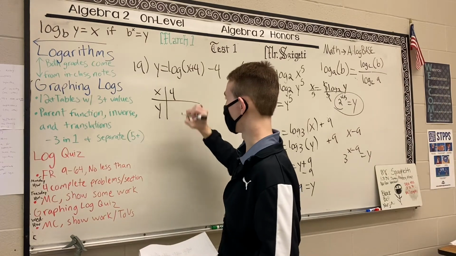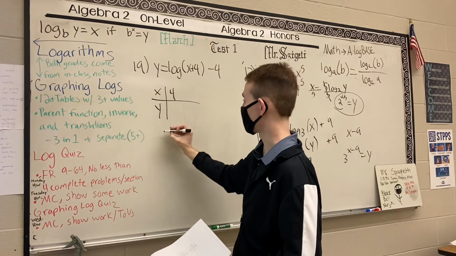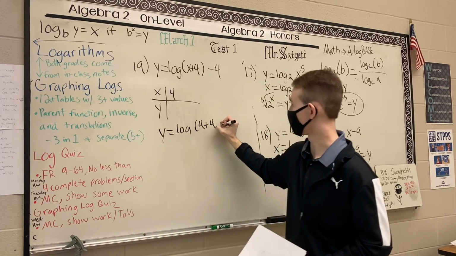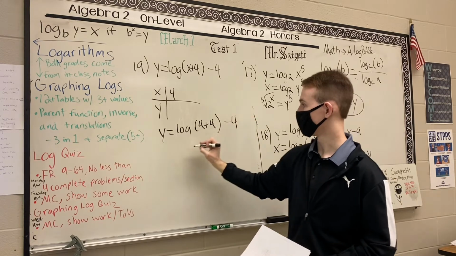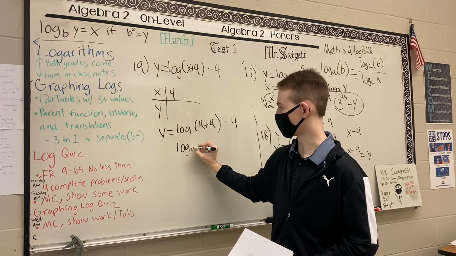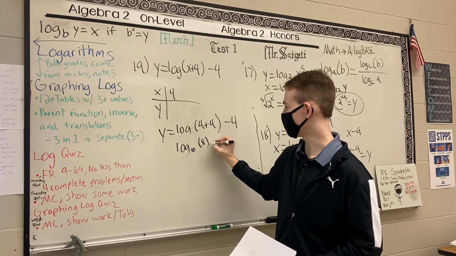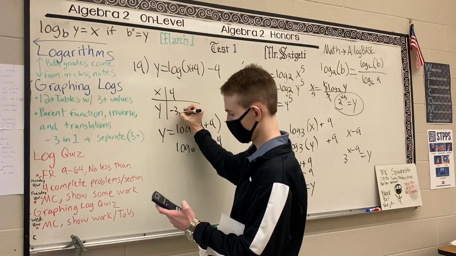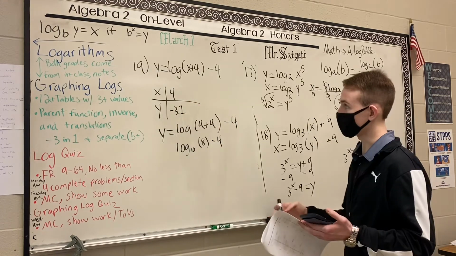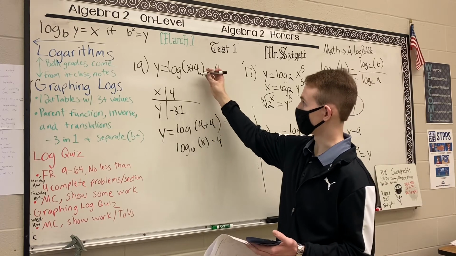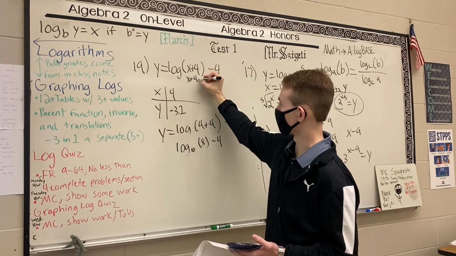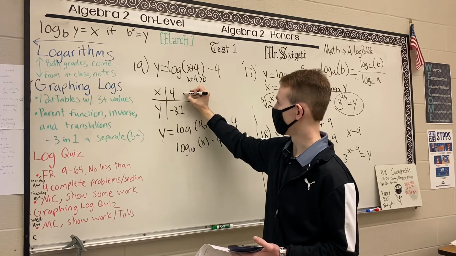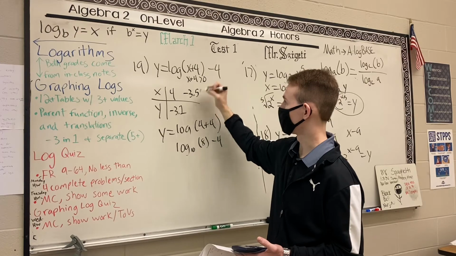So, yeah, 3 to the x minus 9 is equal to y. Start with a positive 4. So I have to plug that into the equation. So I'll have y is equal to log of 4 plus 4, and then minus 4. So log, the invisible base 10, of 8, and then minus 4. A negative 3.1 approximately. In this case, we can't use negative 4 because x plus 4 has to be greater than 0.